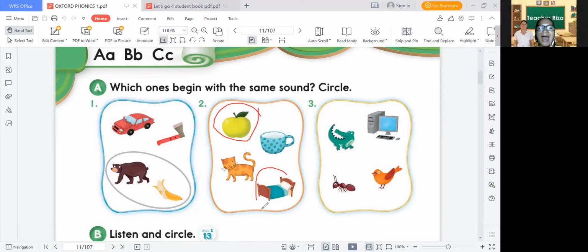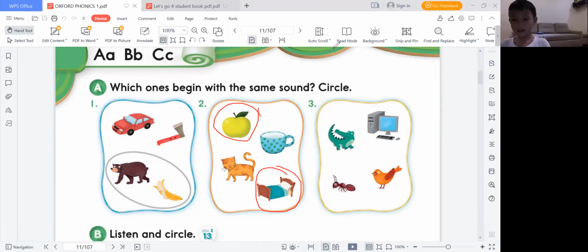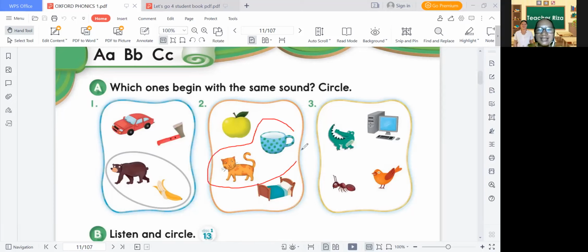How about apple and bed? Apple, bed. Same sound? Yes or no? Apple. A, apple. B, bed. Same sound? No. Okay. How about this one? Cat and cup. Same sound? Yes or no? Yes. What's your answer? It's yes. Okay, cup and cat have the same sound. Okay, understand? Do you understand? Yes.